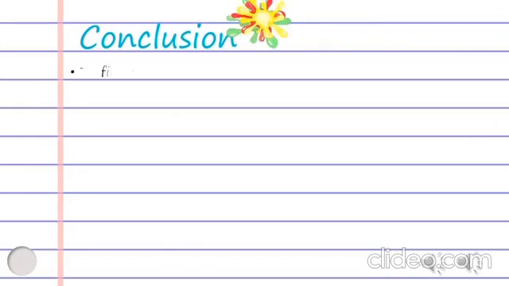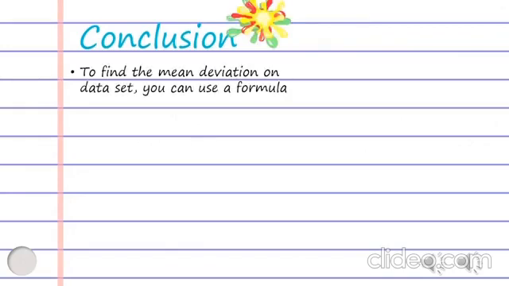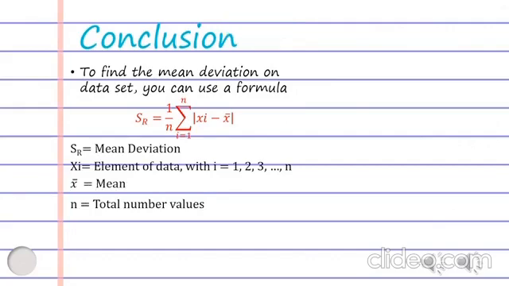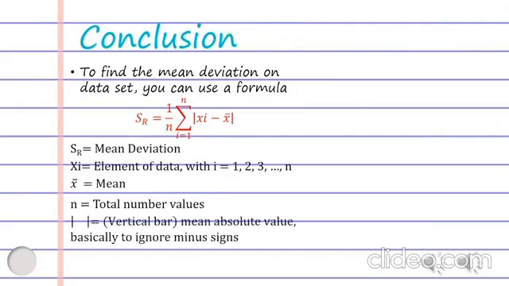The first, to find the mean deviation of a dataset, you can use the formula SR equals sigma of the distance between each data and the mean, divided by the total number of values. With SR as the mean deviation, Xi is an element of data, X bar is the mean, N is the total number of values, and the vertical bar is the absolute value, basically to ignore minus signs.